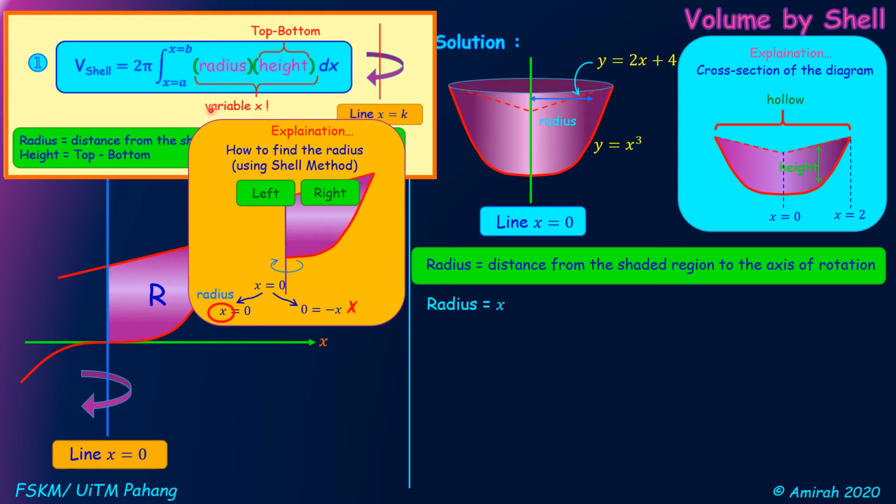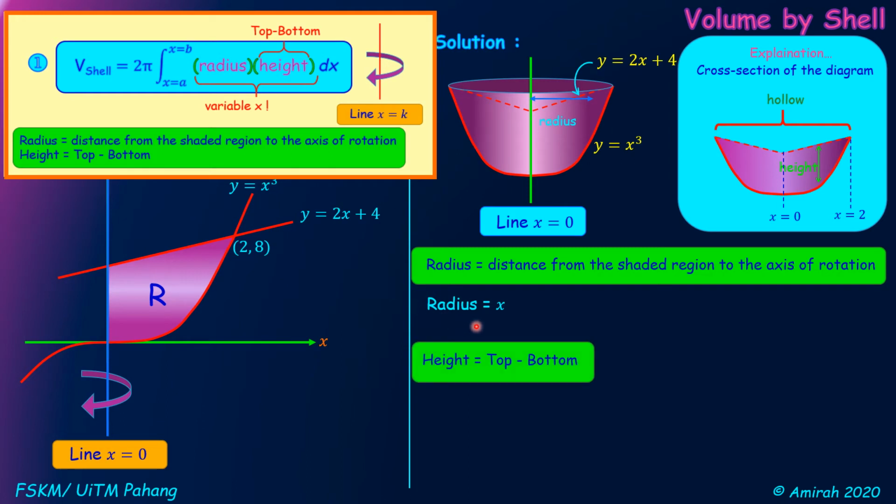That is when we use the shell method. But under the washer method, when the axis of rotation is a vertical line, we need to integrate with respect to y, not x. It's different. Under the washer method, we do not need to find the height, but we have outer radius squared minus inner radius squared. In the shell method, if the axis of rotation is a vertical line, we integrate with respect to x, and then we need to find the radius and height.